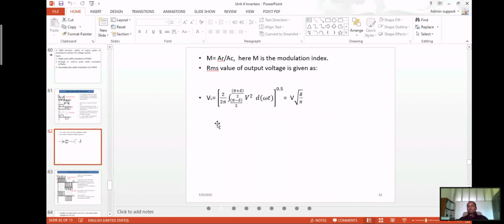So we can find out the modulation index based on the carrier signal and the reference signal. AR is the reference signal and EC is the carrier signal. We can find out the modulation index of the system. So with the help of this, we can find out the output voltage. The output voltage is V root of delta by pi. If you just integrate, I know you know the integration, you'll find out the RMS value of the output voltage, which is VL equals input voltage V times root of delta by pi.